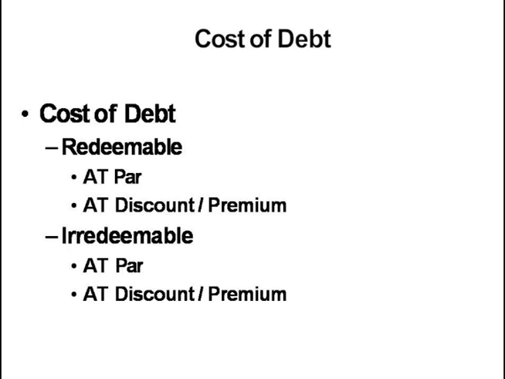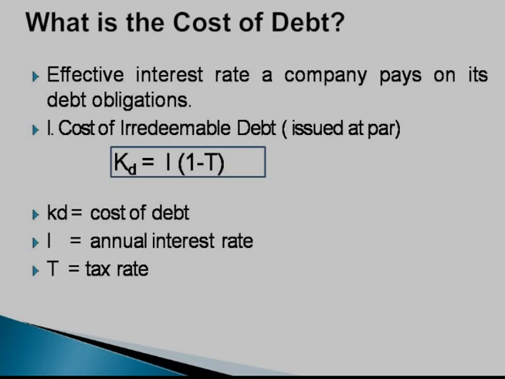Now, the question arises: what is the cost of debt? It is the effective interest rate a company pays on its debt obligation. Suppose you take a loan of rupees 50,000 from any person at the rate of 10%. So every month you have to pay 500 rupees if it is for 5%.